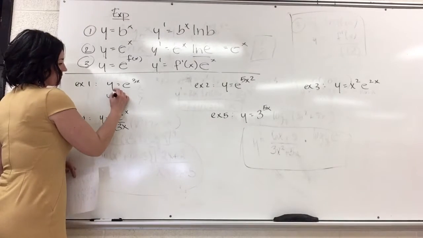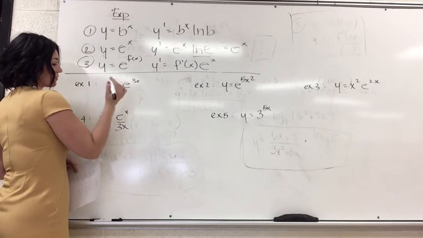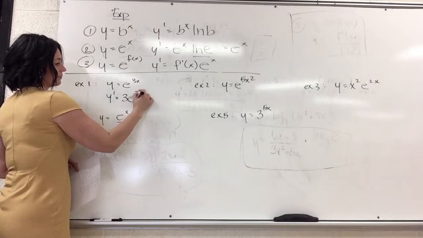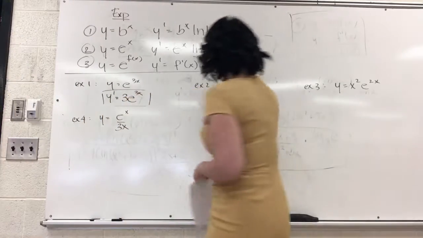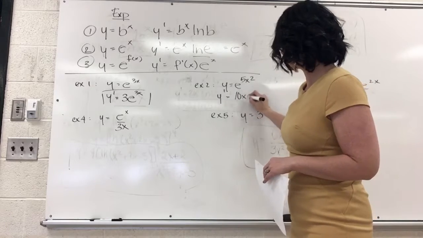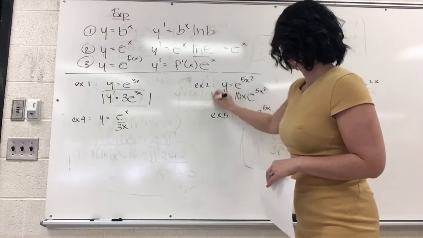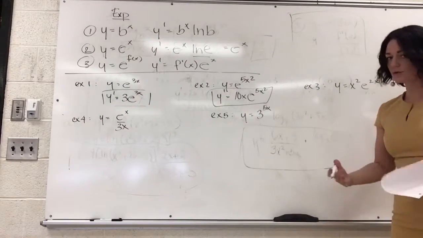So the derivative of e^(3x) is just the derivative of the exponent. So the derivative of 3x is 3, times the original. Done. Too easy. Okay? Same thing again here. For e^(5x^2), the derivative of the exponent is 10x, times e^(5x^2). Okay, so then we have to realize that all our rules still work.